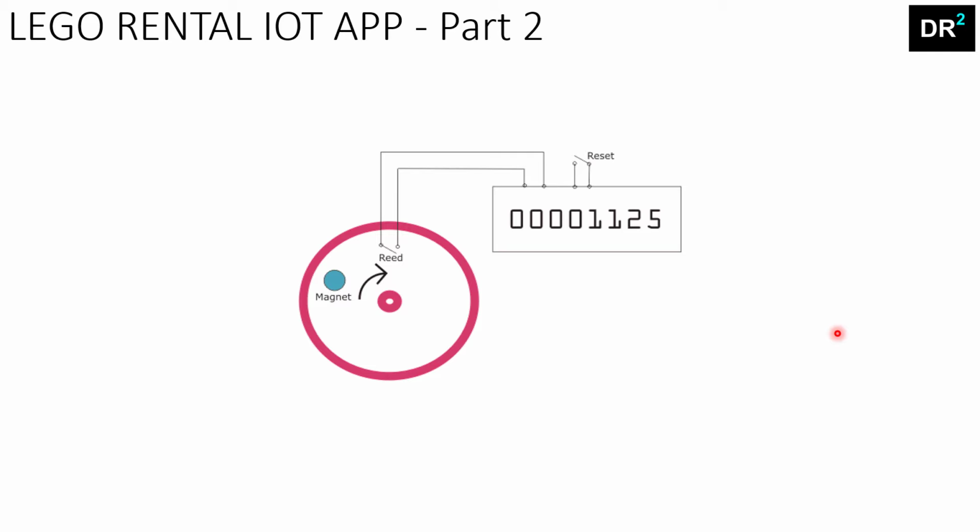Okay, and here is the example of what I mentioned. Here's our wheel, and that's the magnet. The magnet passes the reed switch and closes it. Once this closes, we are at the clock, and then we reset the timer to measure the time until the magnet closes the reed switch again. So that's the basic concept.